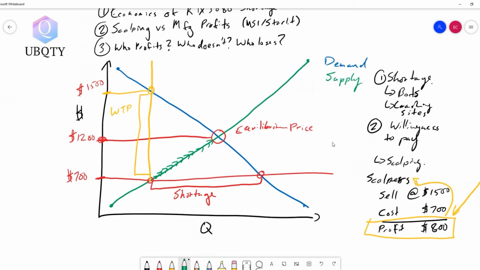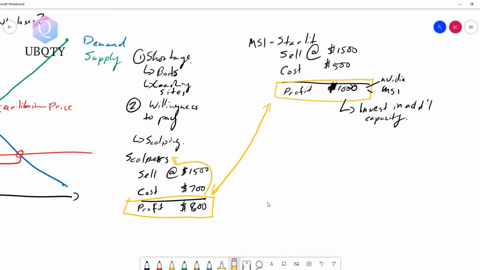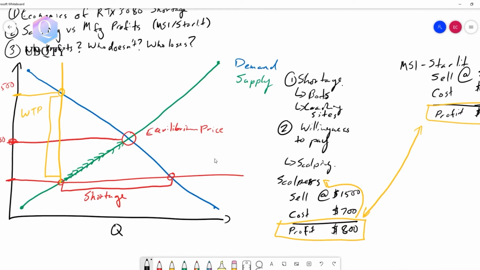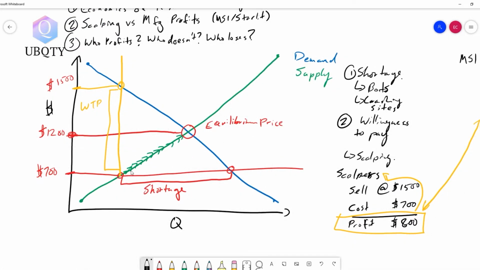And if the price were not, let's not call it $1,500. Let's say they knew what the equilibrium price is and they used the equilibrium price, $1,200. So $1,200 minus $500, that's $700 in profit that they could use to invest in additional capacity. Because the price is higher, not only would Nvidia and MSI be able to invest in their capacity to produce more, but because the price is higher than $700, the demand is going to go down. So the quantity demanded is going to go down. And then they're going to meet somewhere at the equilibrium price, where the quantity supplied is equal to the quantity demanded.